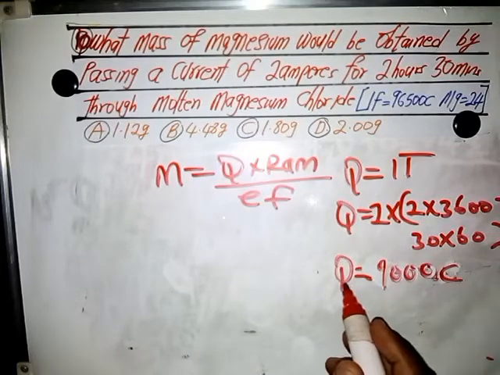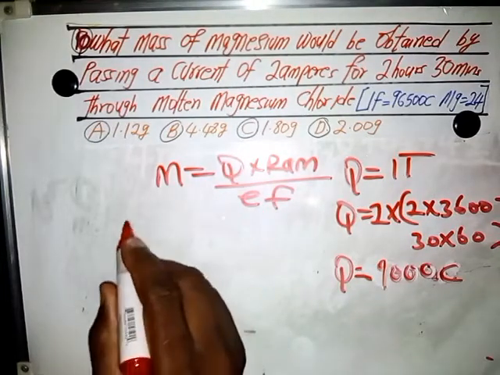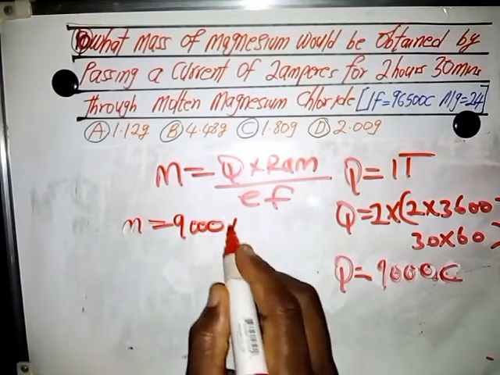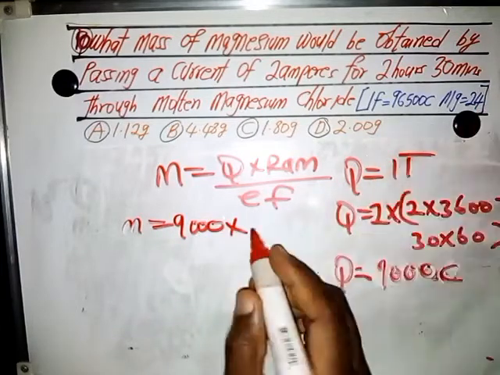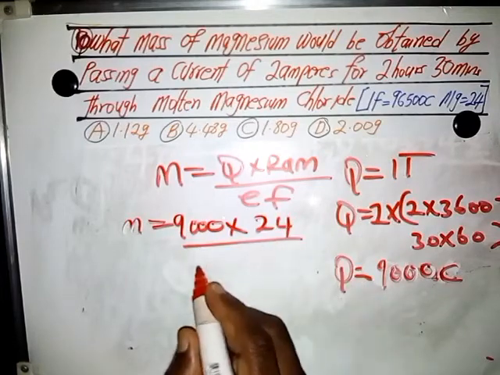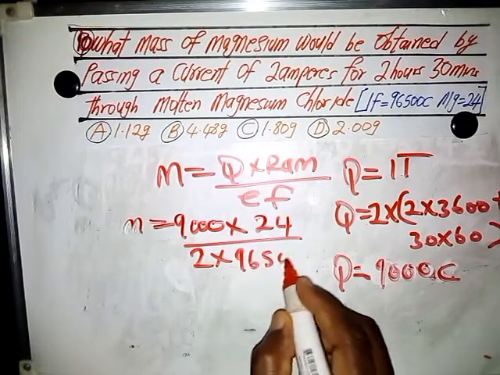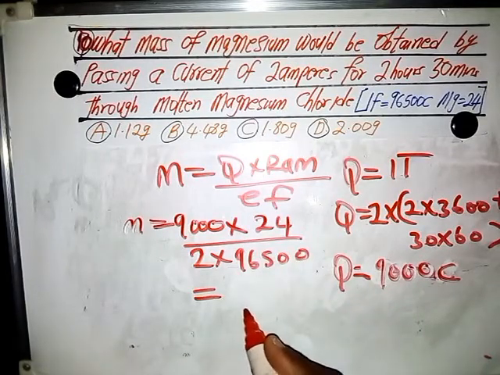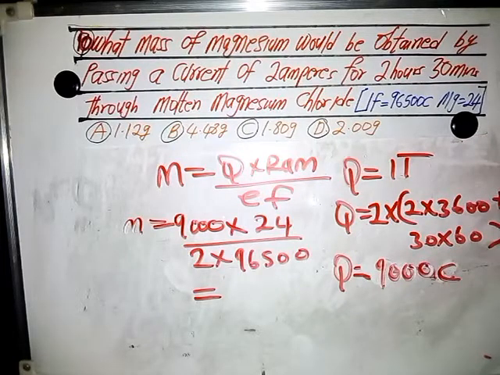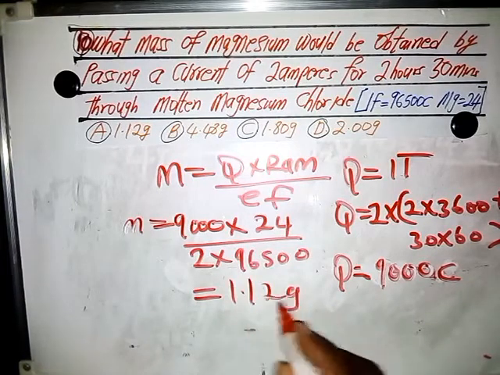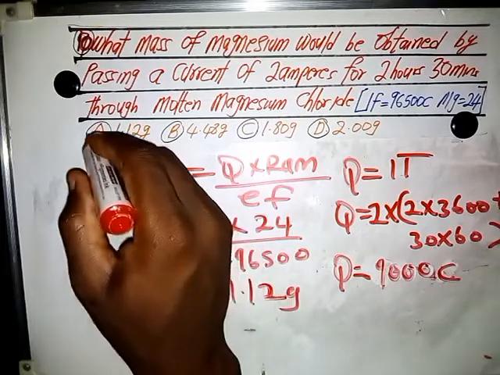I'm going to put this Q here, which is M equals 9,000 times M, then E 2 times 96500. So now you should get 1.12 gram. So A is your answer.